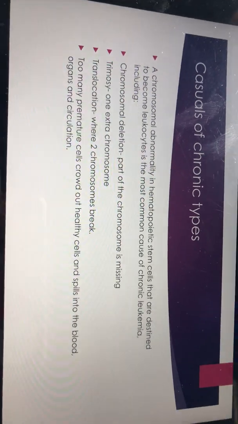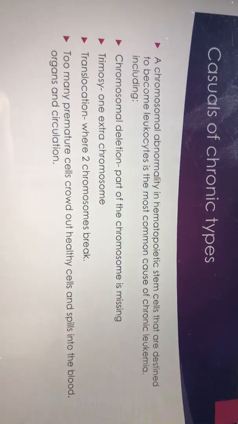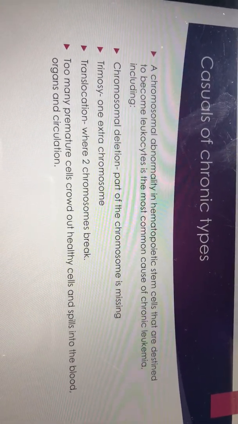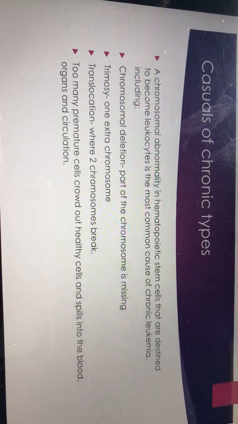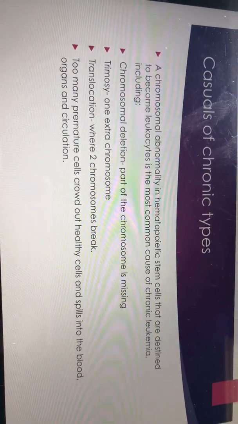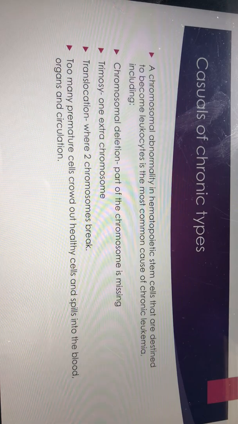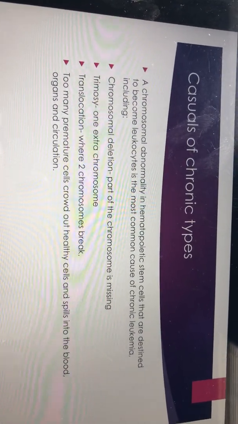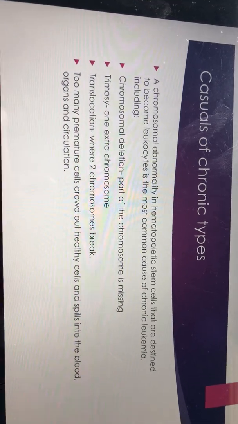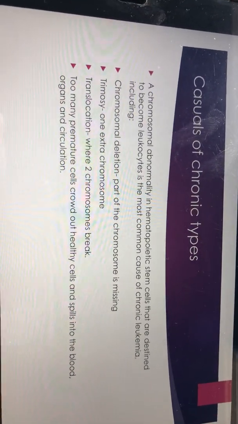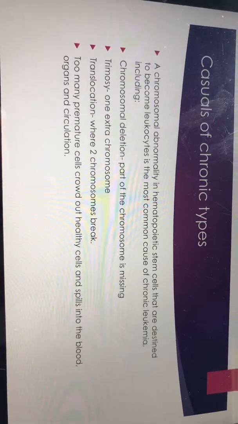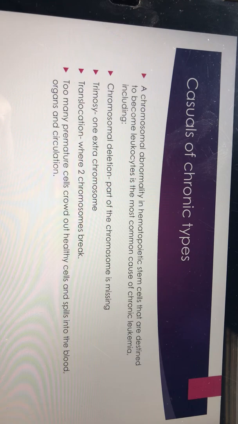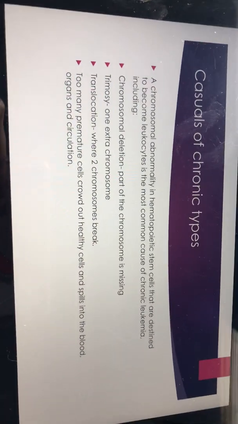The causes of chronic types are chromosomal abnormalities in the hematopoietic stem cells when they're destined to become leukocytes. It's the most common cause of chronic leukemia. These chromosomal defects include deletion, where part of the chromosome is missing, trisomy, where there's one extra chromosome, and translocation, where two chromosomes break. With these chronic types, too many premature cells crowd out healthy cells, and they spill from the bone marrow into the blood, organs, and the circulation.